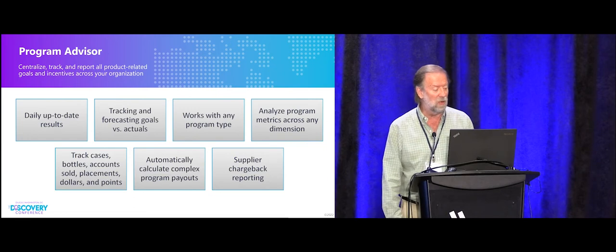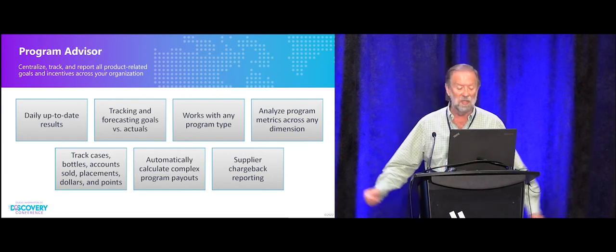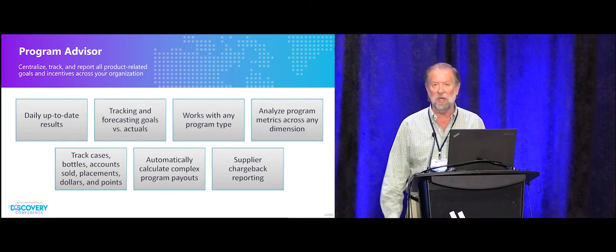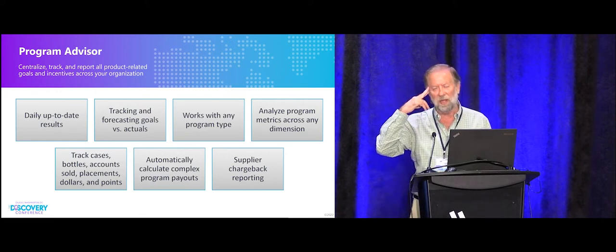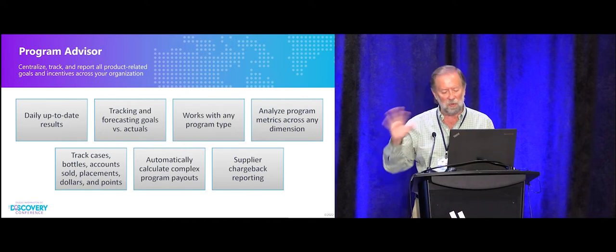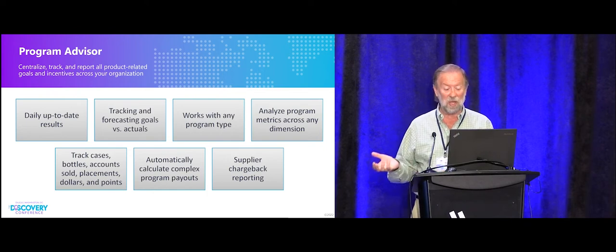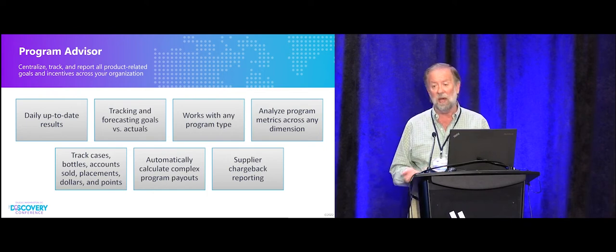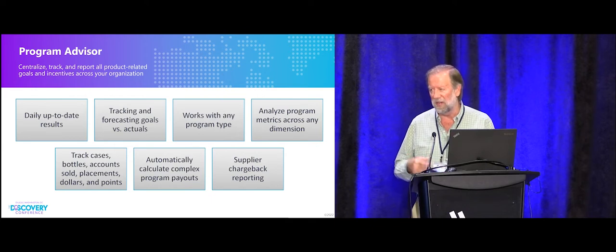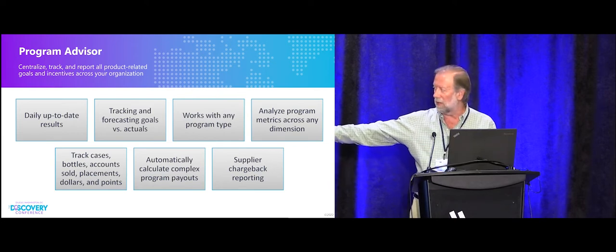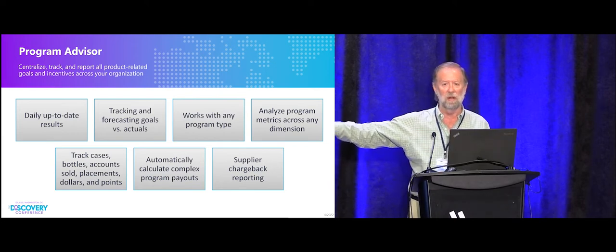Here's the summary for Program Advisor: daily updated results, tracking and forecasting goals versus actuals, and it works with any program type. We're currently supporting, I think, up to 14 different types of programs you can track. The big thing is we automatically calculate complex program payouts, so all those incentive-based things that you're doing as a company can be done here. And if you do it here, we also handle the supplier chargeback reporting, all automatically.